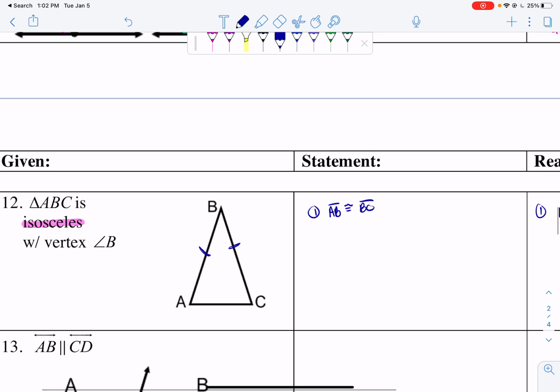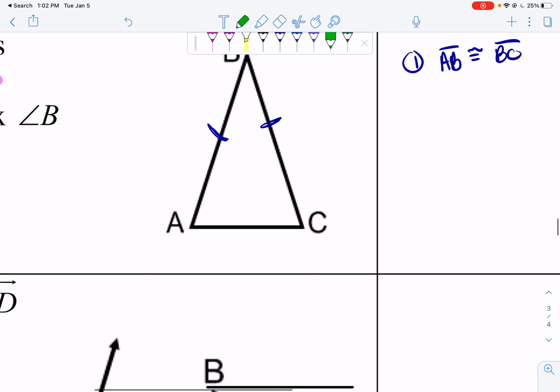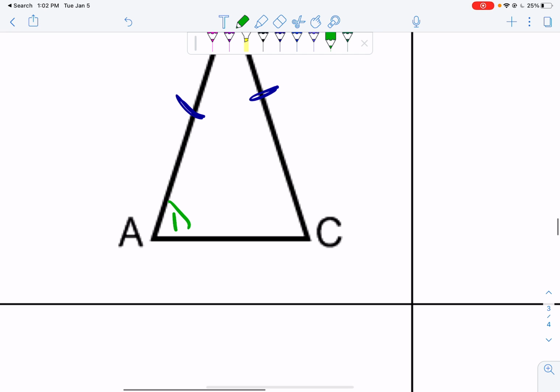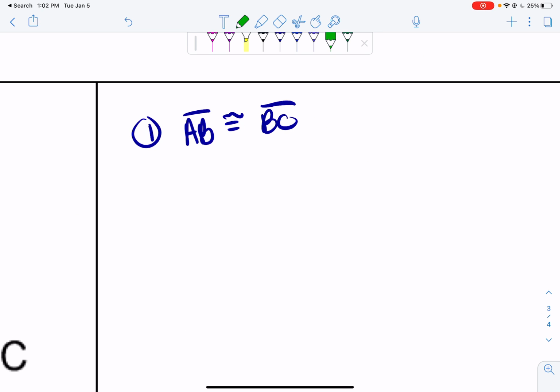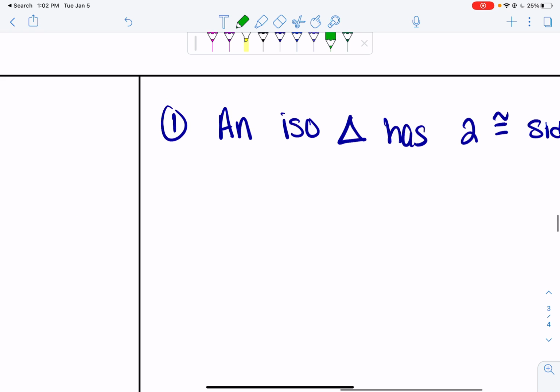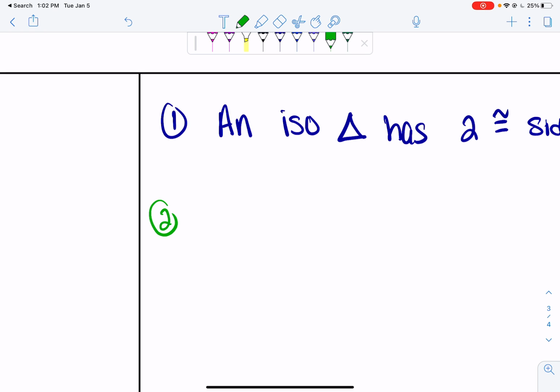The next thing I can say is that my base angles are congruent. So I can say angle A and angle C are congruent, or if you want, we can just number them. So I can say angle 1 is congruent to angle 2. And my reasoning is an isosceles triangle has 2 congruent base angles.